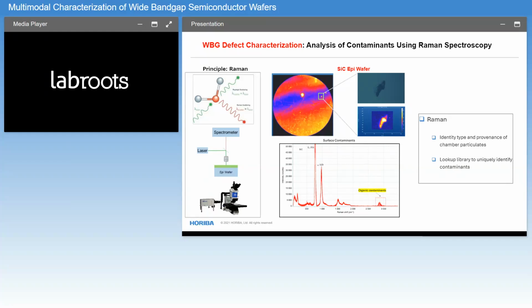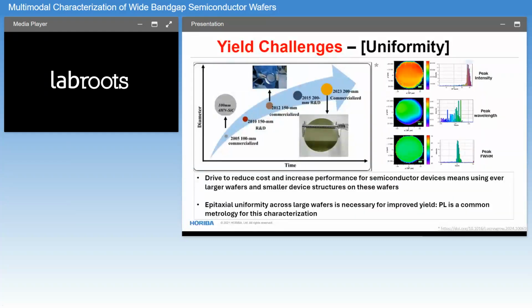You really want to know what it is, and for that, Raman can come in quite handy, as I mentioned before. Most materials that are Raman active have Raman signatures that are often fingerprints of the material, so you can uniquely identify what a material is, and hopefully, if it's a contaminant, you can work your way backwards towards identifying where it came from and eliminating that from the process.